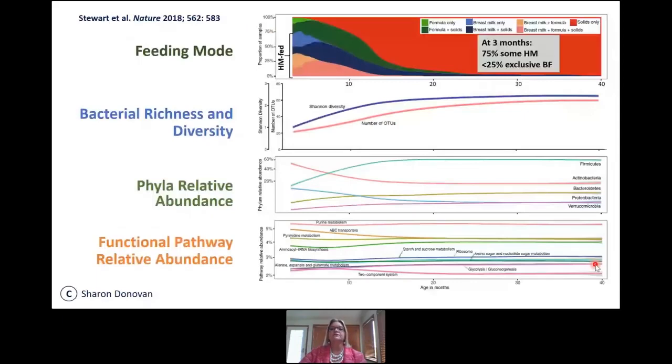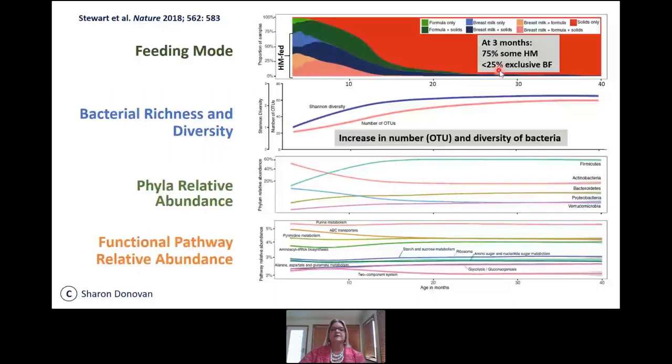So this top panel shows the feeding mode, and I've indicated at the first time point at 3 months which infants were human milk fed. So they had some that were getting formula alone or formula plus solid. This little purple area is actually the only infants who were getting breastfed only, or exclusive breastfeeding, and the others were receiving breast milk along with formula or solid. So it was not really an exclusively breastfed cohort. And then they followed them across time. So these are months in age, so 10, 20, 30, and 40.